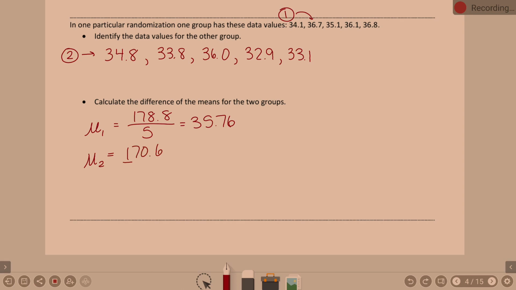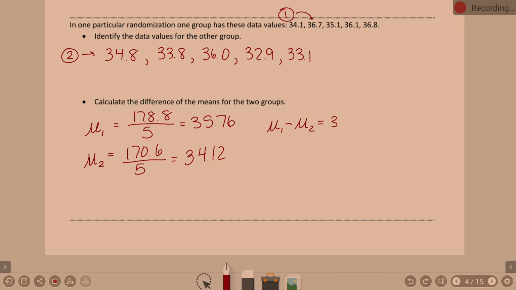170.6, and we're going to divide by 5 again, and this time we're getting 34.12. Now, when we talk about calculating the difference of the means, when we have a specific group with the additive and without the additive, you're probably doing with minus without. In this, we have 2 random groups, so think bigger minus smaller. So that means in this case, it's going to be mu1 minus mu2.